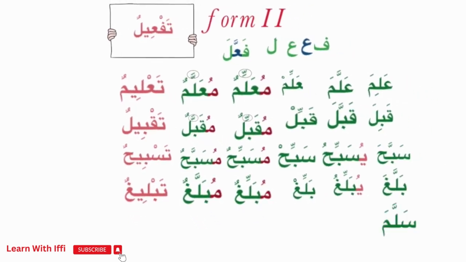So say one more example. Sallama, to deliver or to send. Yusallimu, that's the mudari'. And how do we say amr? It will be sallim. And ism fa'il will be musallimun. Musallimun with kasra. This is more important to remember.